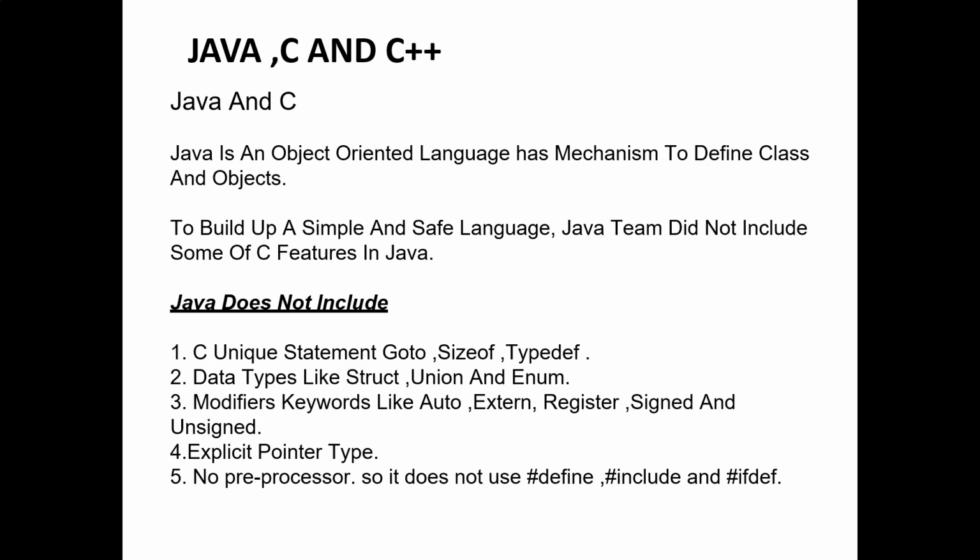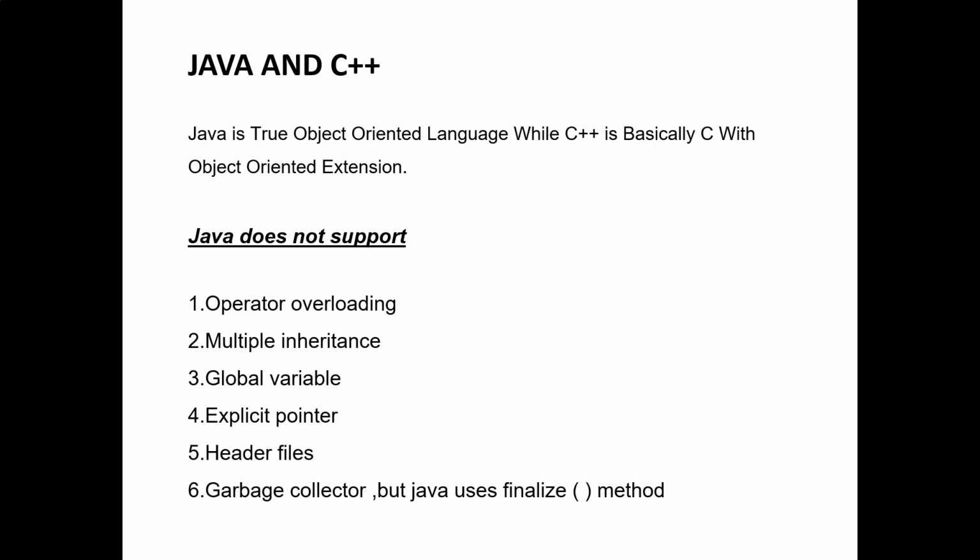No preprocessor, so in Java we do not have preprocessor directives like hash define. We used hash include, hash ifdef, so that is not there. But all the constants like static final variables act like a hash define. Instead of include we will have import. So alternative functionality is there in Java. Other than that, Java does not support operator overloading, multiple inheritance, global variables, explicit pointers, header files, and a garbage collector is handled automatically. So here it is a daemon process. We can call the finalize method, and it makes the object eligible for garbage collection.